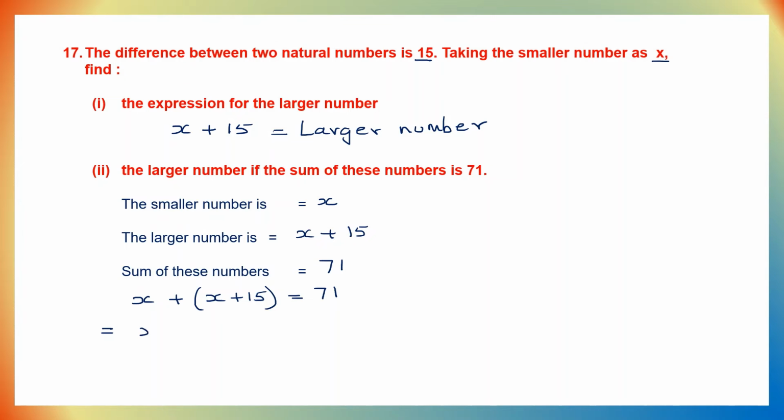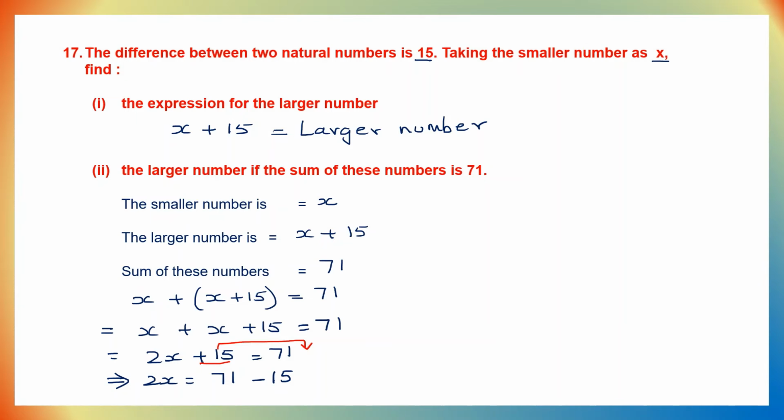So let's continue. x plus, open the brackets, x plus 15 is 71. So x plus x is 2x plus 15 is 71. So 2x will be 71 minus 15 because I have transposed this from the left side to the right. So it becomes minus 15. So let's subtract 71 minus 15. Borrow 6 here. 11 minus 5 is 6. 6 minus 1 is 5. So that's 56. So 2x is 56.